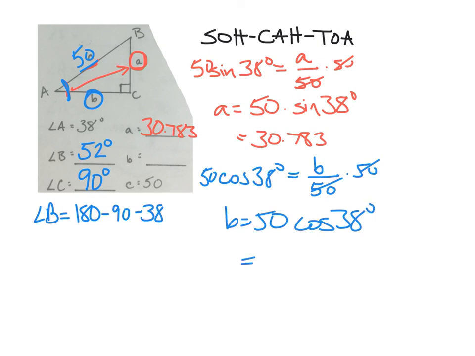So go over to the calculator, type it in, and find your answer. You should get a value of 39.400. Go to 3 decimal places. Even if there's zeros, you should write them down, 400. And now the triangle's solved.